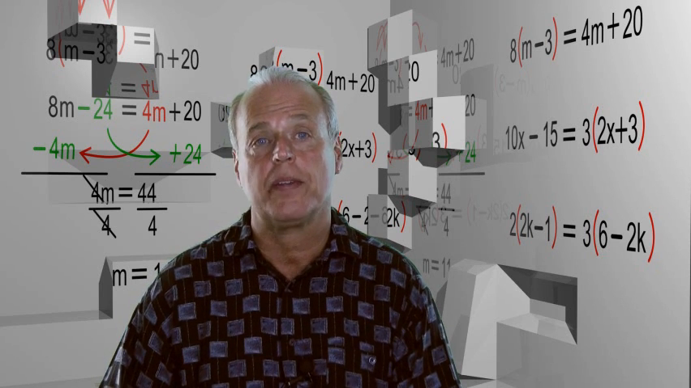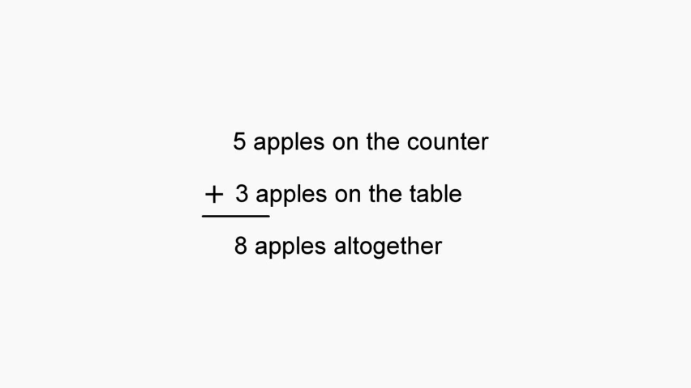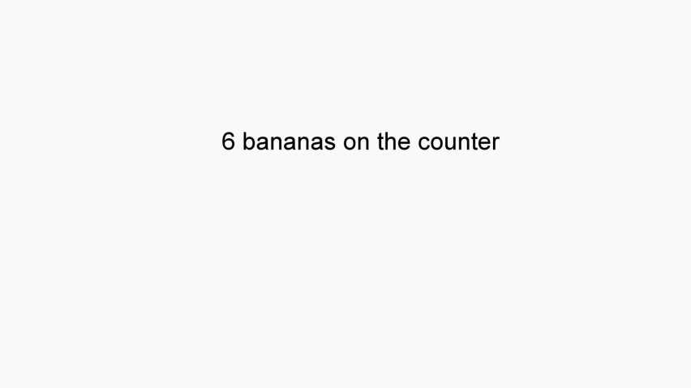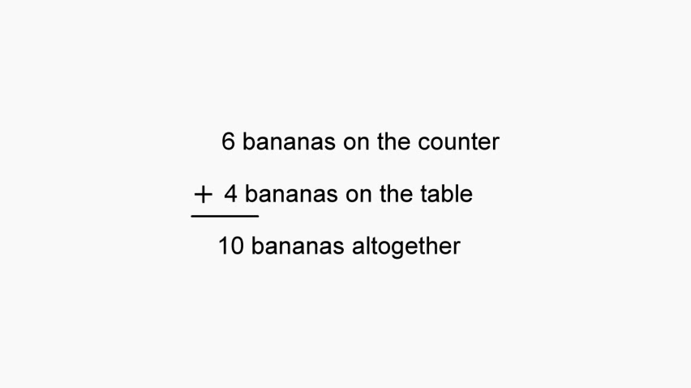People simplify things all the time. For example, let's say you had 5 apples at home on your counter and 3 apples on the table. If I asked you how many apples you had at home, you probably wouldn't say I had 5 apples and 3 apples. Although some people might, you would probably say you had 8 apples at home. What if you had 6 bananas on your counter and 4 bananas on the table? If someone asked you how many bananas you had at home, you probably wouldn't say you had 6 bananas and 4 bananas. You would simplify that to say you had 10 bananas at home.